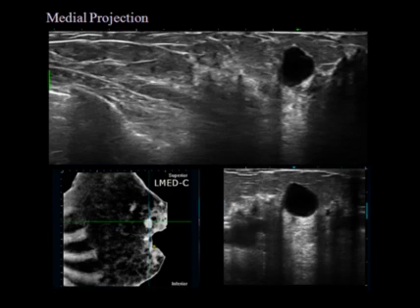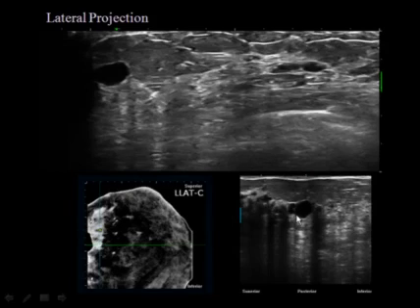Here is the medial projection. Remember, we do an AP, lateral, and a medial projection, and here we can see the cyst nicely when we are scanning the medial part of the breast. And here's the lateral projection, also seeing the cyst nicely in the lateral projection.